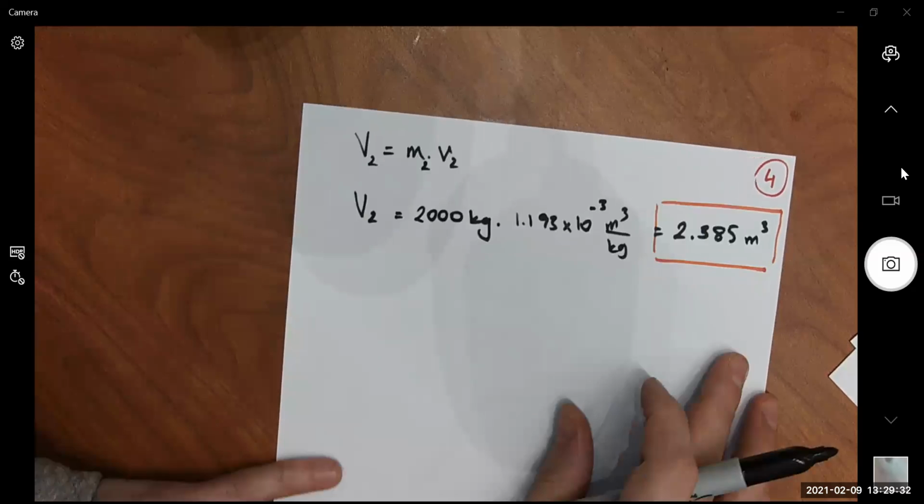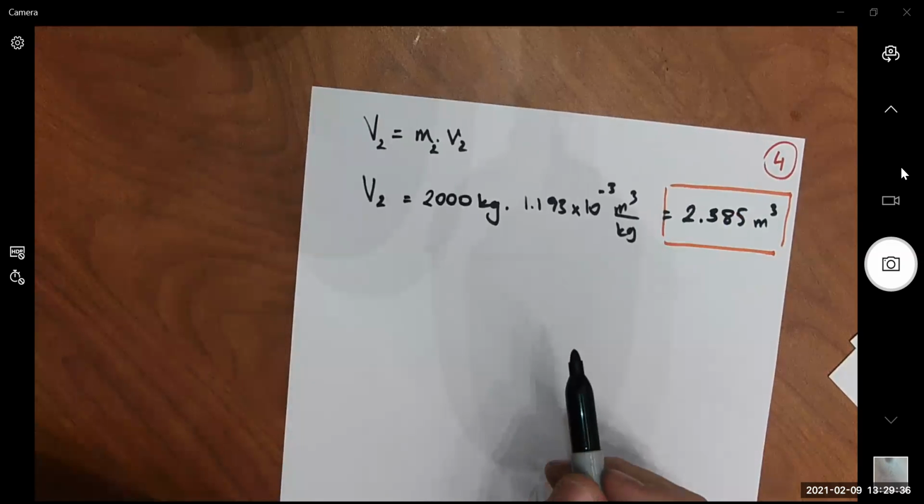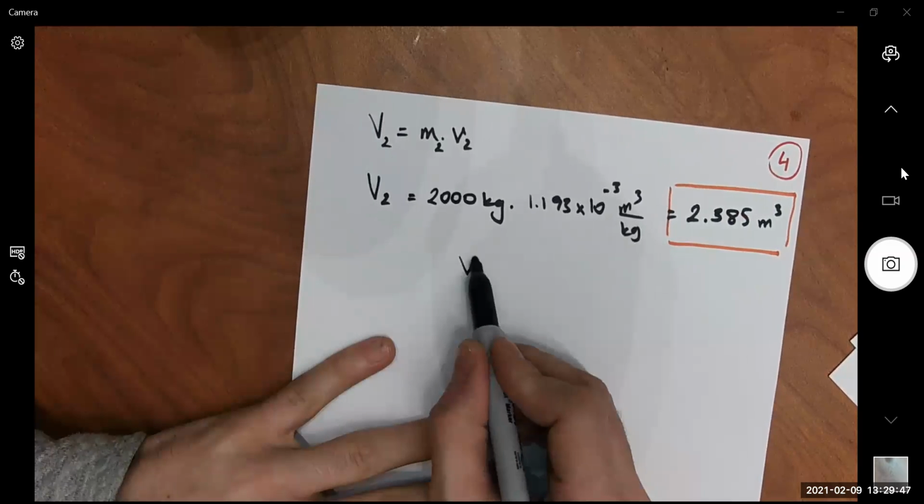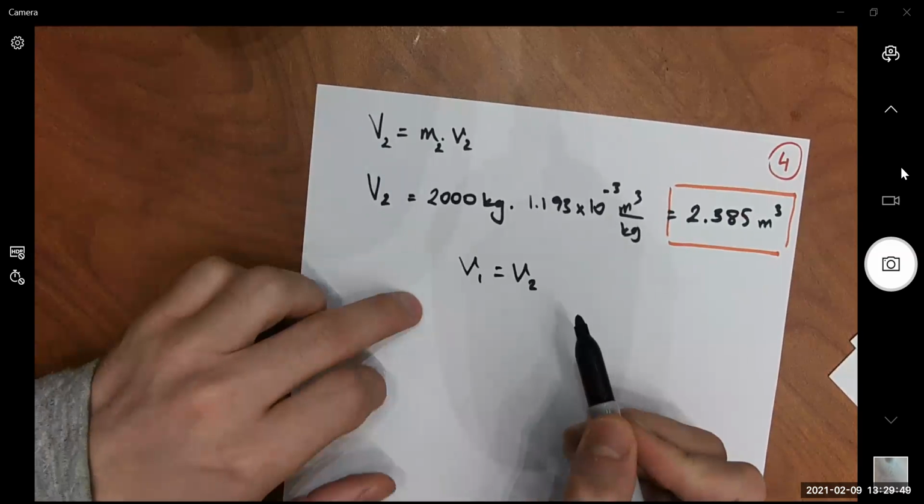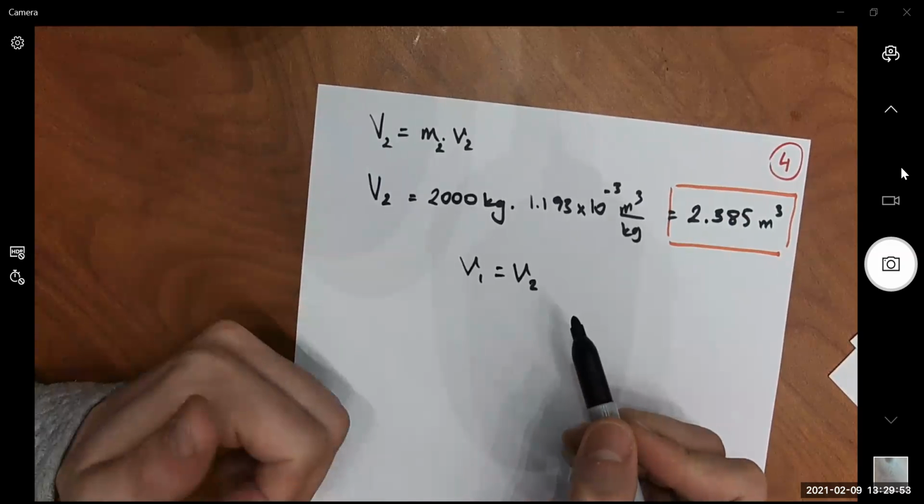Okay. I'm still at state 2. I'm still at the final state. I haven't moved to state 1 yet, and I need a connection to do that. What was that connection? Isometric, right? I know the specific volume at state 1 equals the specific volume at state 2, because it's isometric, correct?